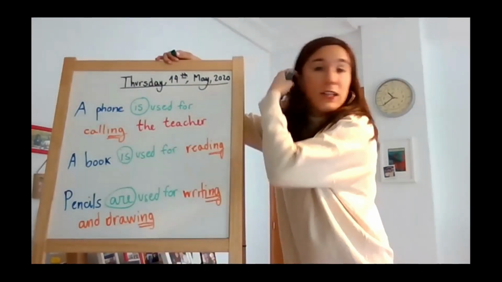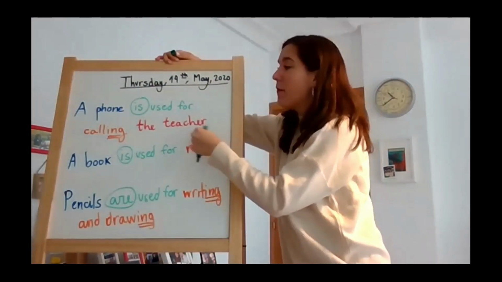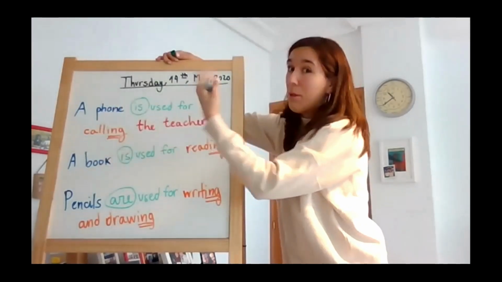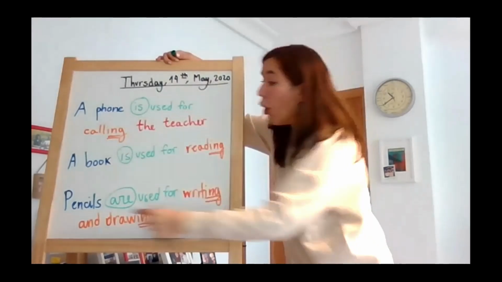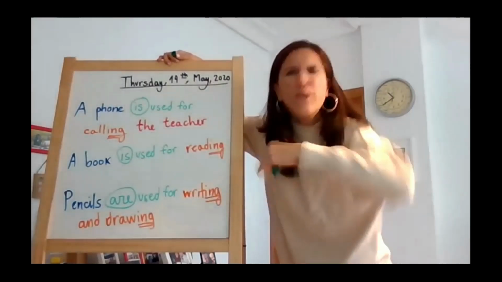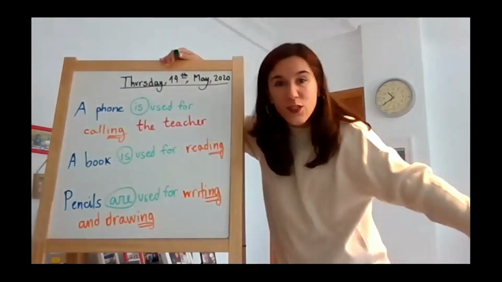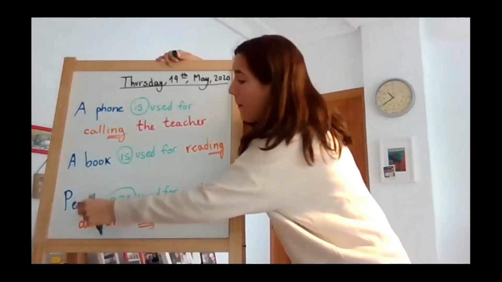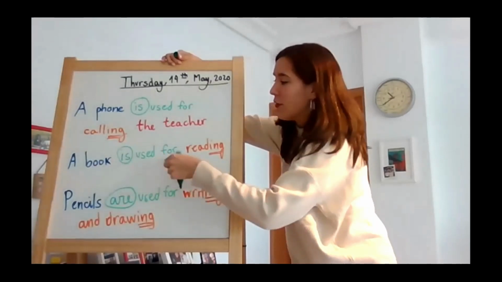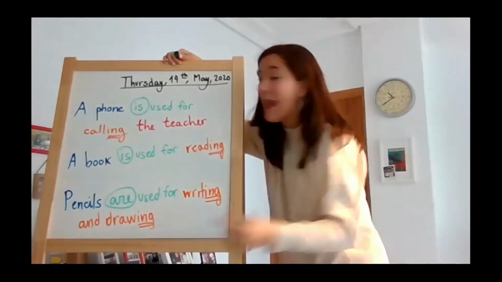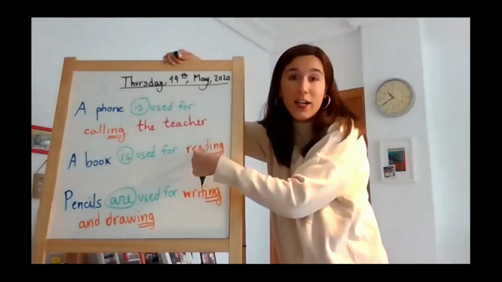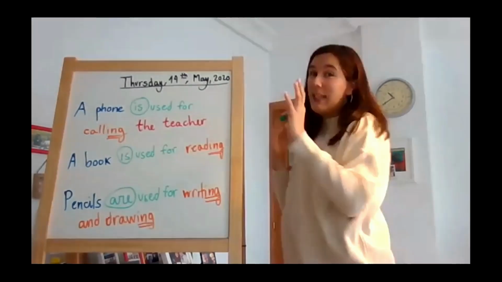Okay, and as you can see, we can add something after the verb. We can write the verb and then something more, or only the verb, or more than one verb. We can write 2 verbs, or 3 verbs, or 4 verbs, as many verbs as you want. So pencils are used for writing and drawing. A book is used for reading, but we can also say a book is used for reading and learning.